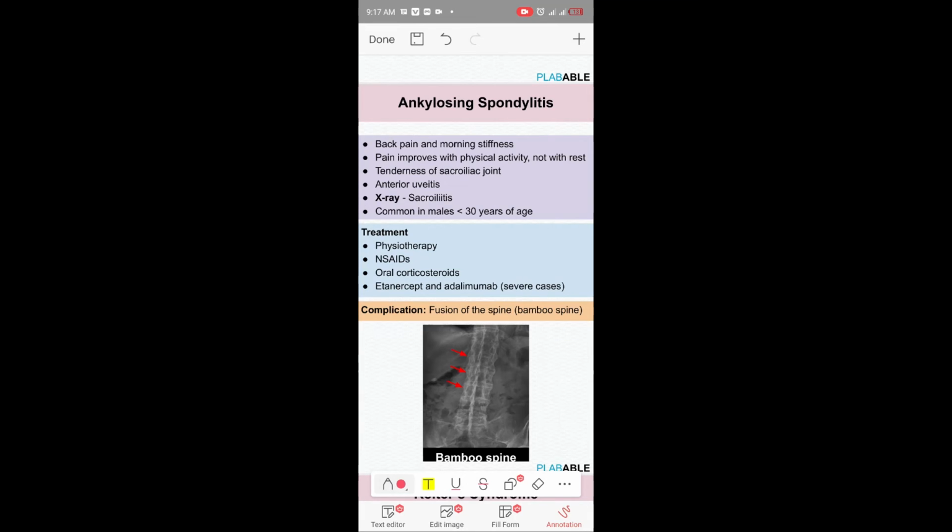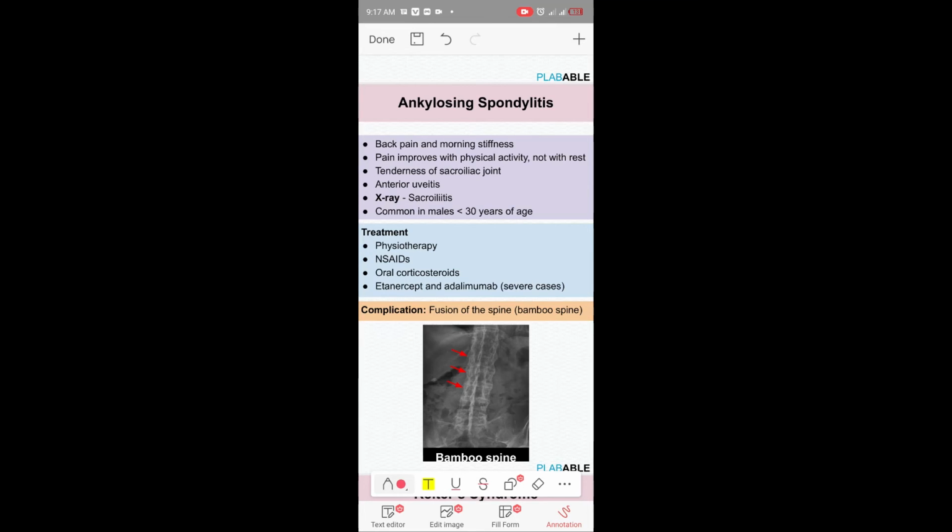What are the examination findings? Okay, there's a positive Schober test. There's decreased spine mobility. Sometimes there's lumbar lordosis as well. X-ray is going to show you the sacroiliitis. You need to remember this.